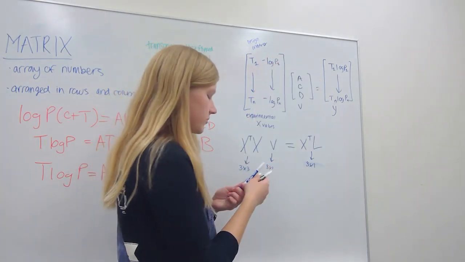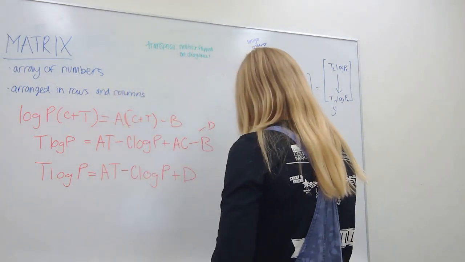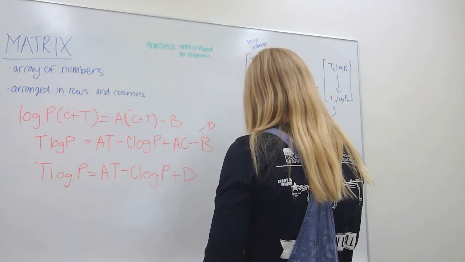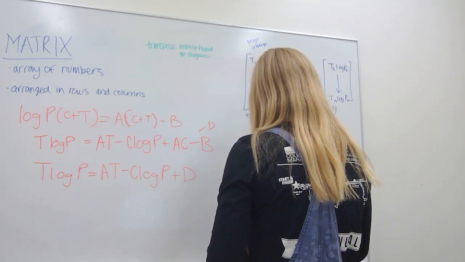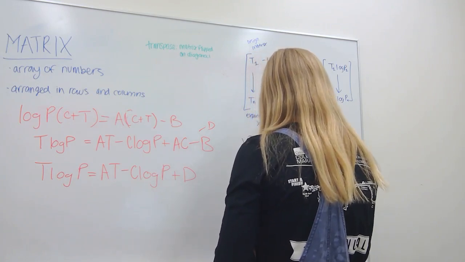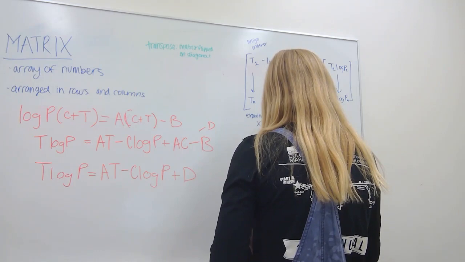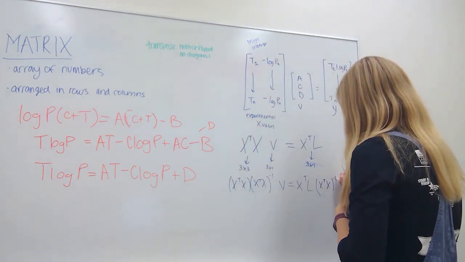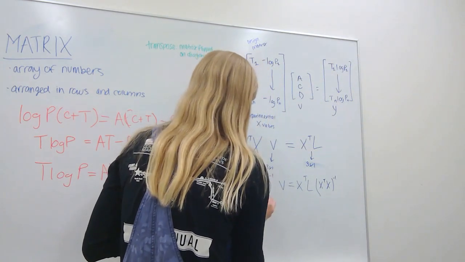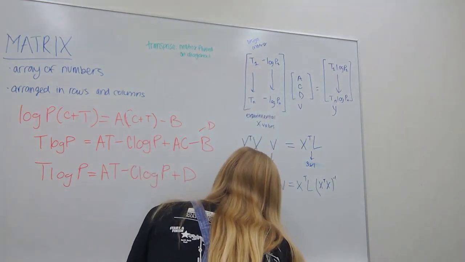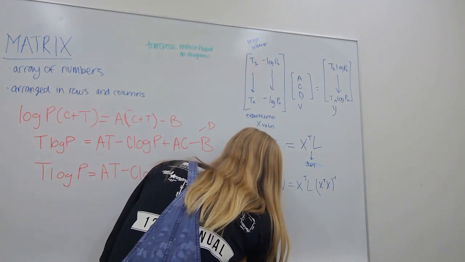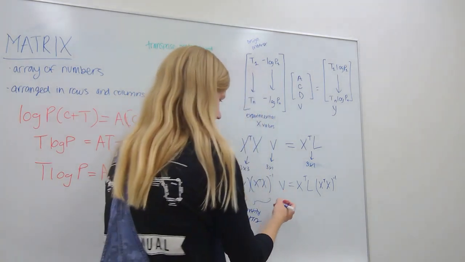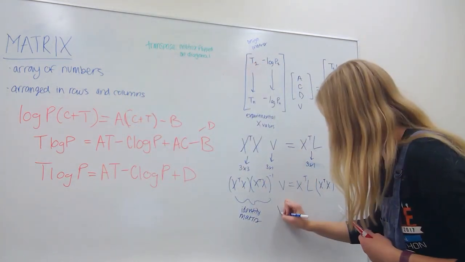We take the inverse of both sides, and we end up with this, which is just our identity matrix. And that's just ones on the diagonal. So then we just have our formula for our vector of unknowns.